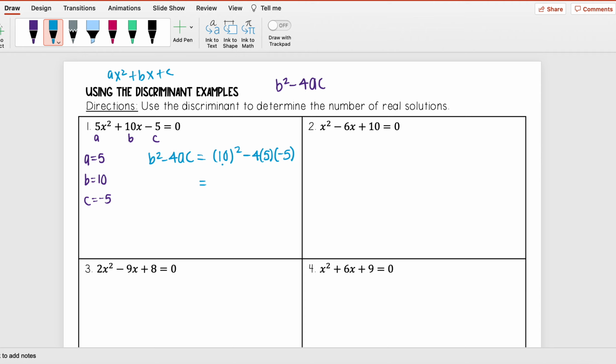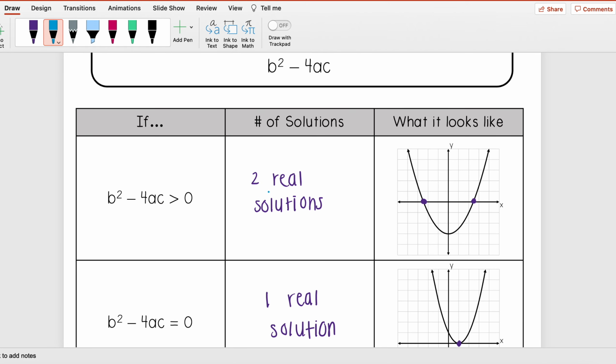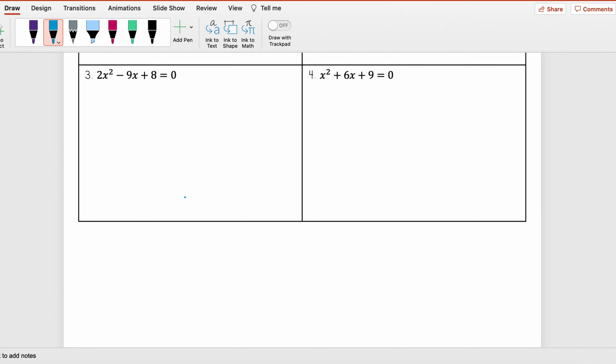So when I do 10 squared, that's really 10 times 10, which gets me 100. Negative 4 times 5, I get negative 20. And then negative 20 times negative 5, I get a positive 100. And then 100 plus 100, I get 200, which I see is bigger than 0. And so we can see from our chart from the first video that since it is bigger than 0, there will be 2 real solutions.